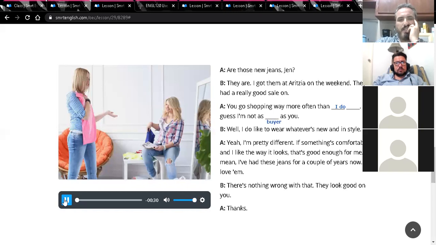Are those new jeans, Jen? They are. I got them at Aritzia on the weekend. They had a really good sale on. You go shopping way more often than I do. I guess I'm not as fashion conscious as you. Well, I do like to wear whatever's new and in style. Yeah, I'm pretty different. If something's comfortable and I like the way it looks, that's good enough for me. I mean, I've had these jeans for a couple of years now. I love them. There's nothing wrong with that. They look good on you.